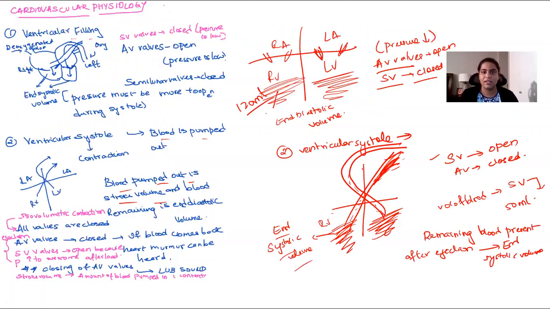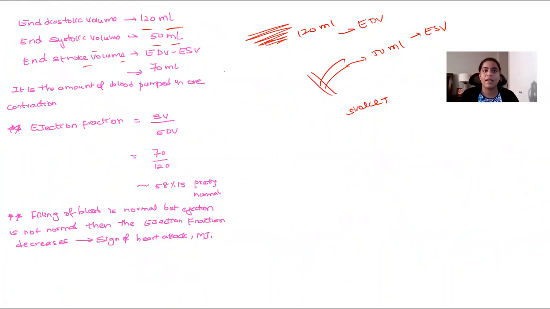Now, let's see this picture. Here I told you 120 ml is there. Some amount of blood is being ejected. So 50 ml of blood is ejected, and that is end systolic volume. Now, how much amount of blood is remaining is called stroke volume. That is nothing but end diastolic volume minus end systolic volume, that is 70 ml.